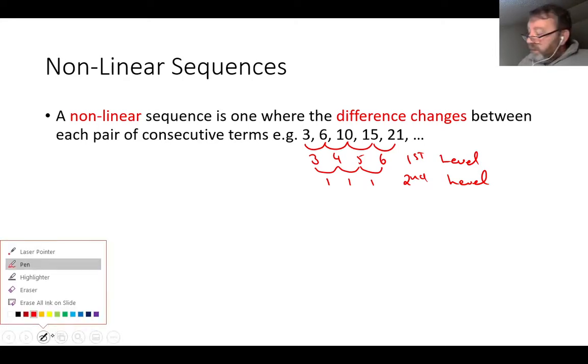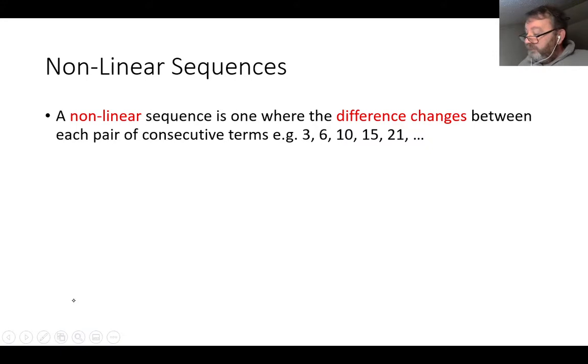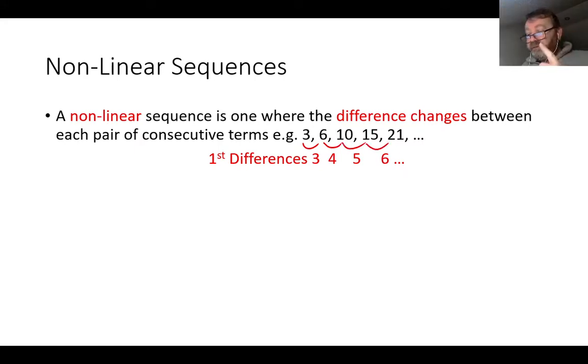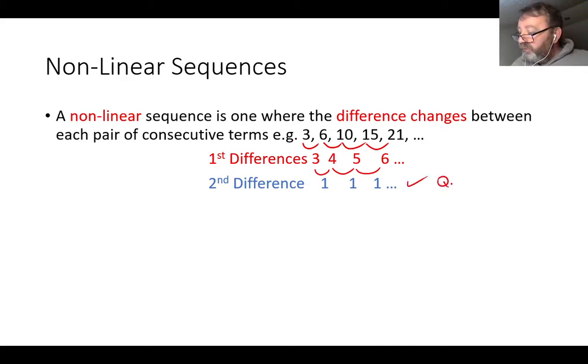Now let's take a look at what the slides say. So there's your differences. 3 and 6 is a difference of 3, 6 and 10 a difference of 4, 10 and 15, and 15 and 21. So the first level differences are not common, not constant. Therefore, it is not arithmetic, not linear. Let's look at the differences on the second level. The difference between 3 and 4 is 1, 4 and 5 is 1, 5 and 6 is 1. And because the second difference is a constant, we now know that this is definitely a quadratic sequence.